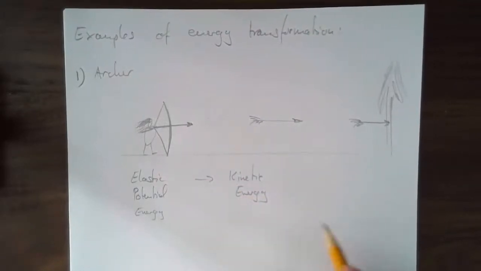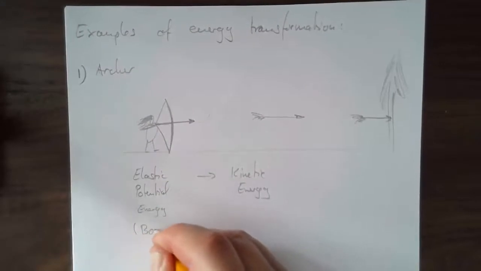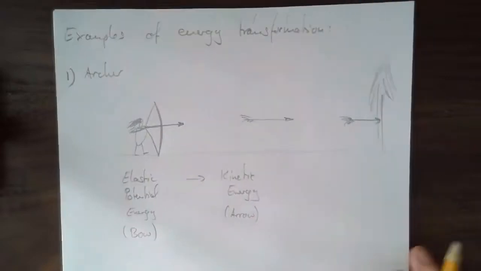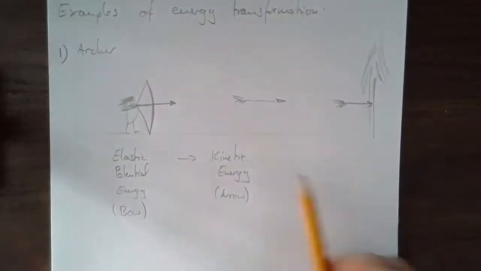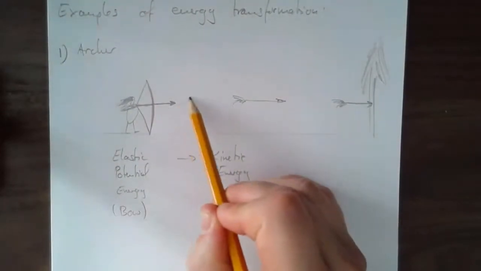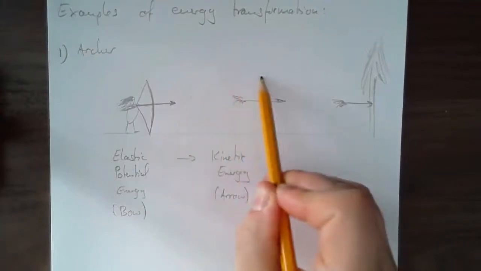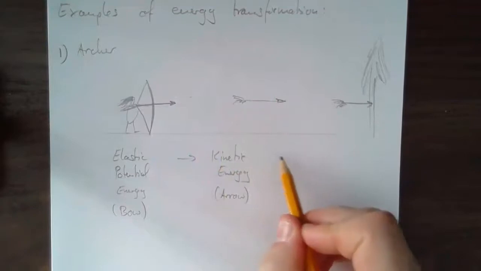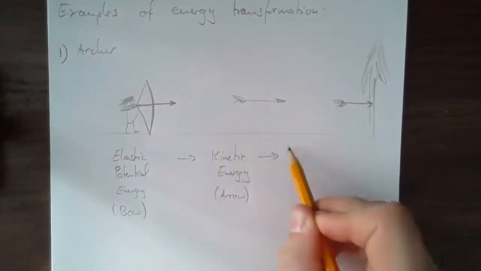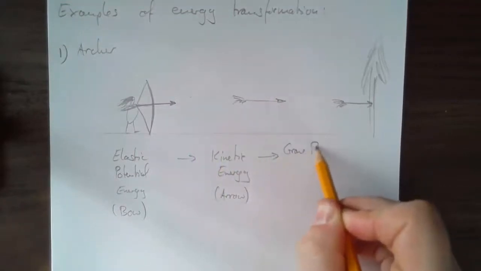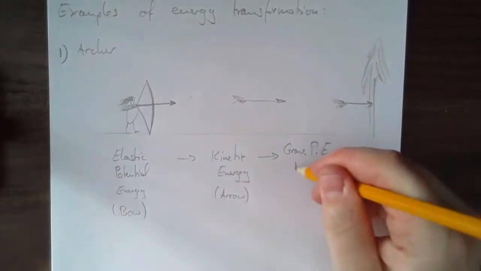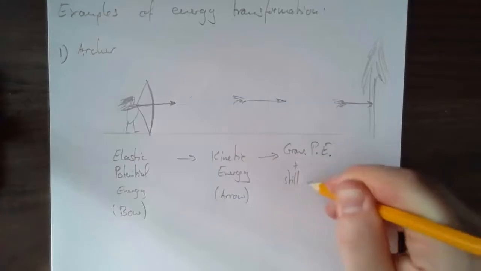Right, of the arrow. Maybe we should write this. This is of the bow. This is in the arrow. Then maybe the arrow actually goes up in the sky. It might slow down as it goes up and might gain some gravitational potential energy. So graph, and I want to use PE for potential energy, and it still has some kinetic.